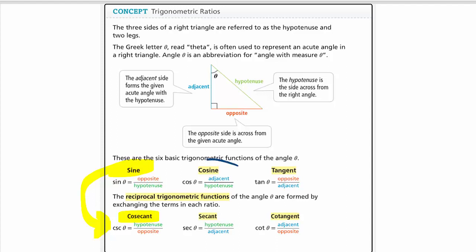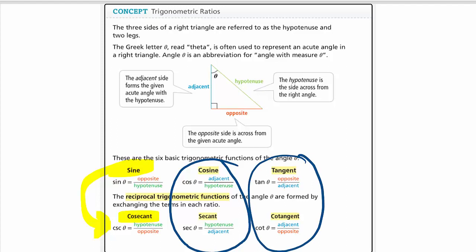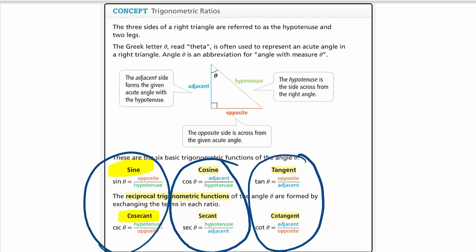For cosine, the reciprocal is called secant. So cosine is adjacent over hypotenuse, and the reciprocal is hypotenuse over adjacent. And tangent, which is opposite over adjacent, has the reciprocal named cotangent, which is now adjacent over opposite. You will have to take some time to review and memorize these 6 trig functions. Now let's put them to work.